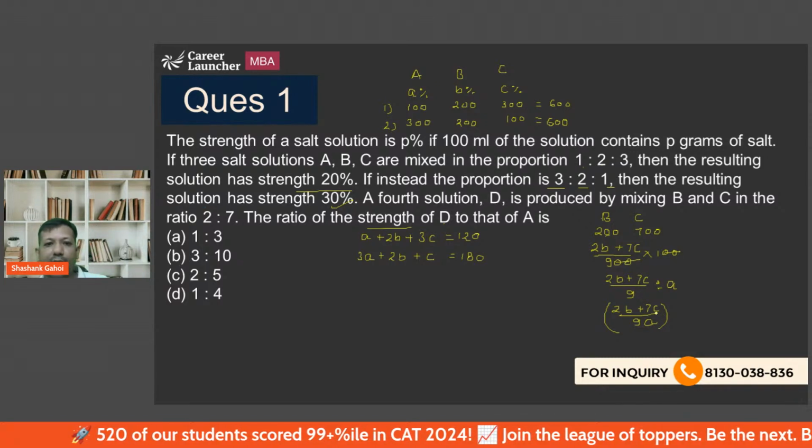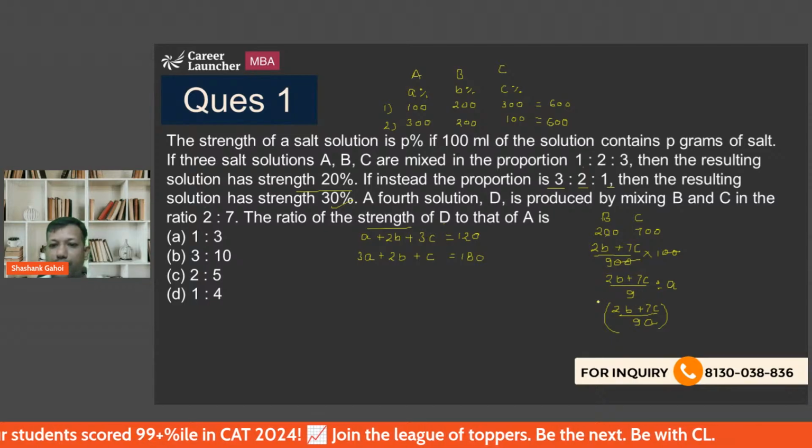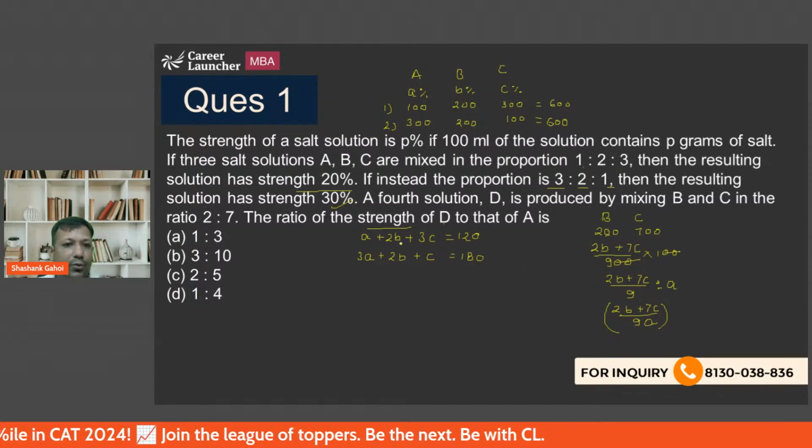Now everything is in variables, right? Now I don't know what to do. So what am I going to do in this scenario?